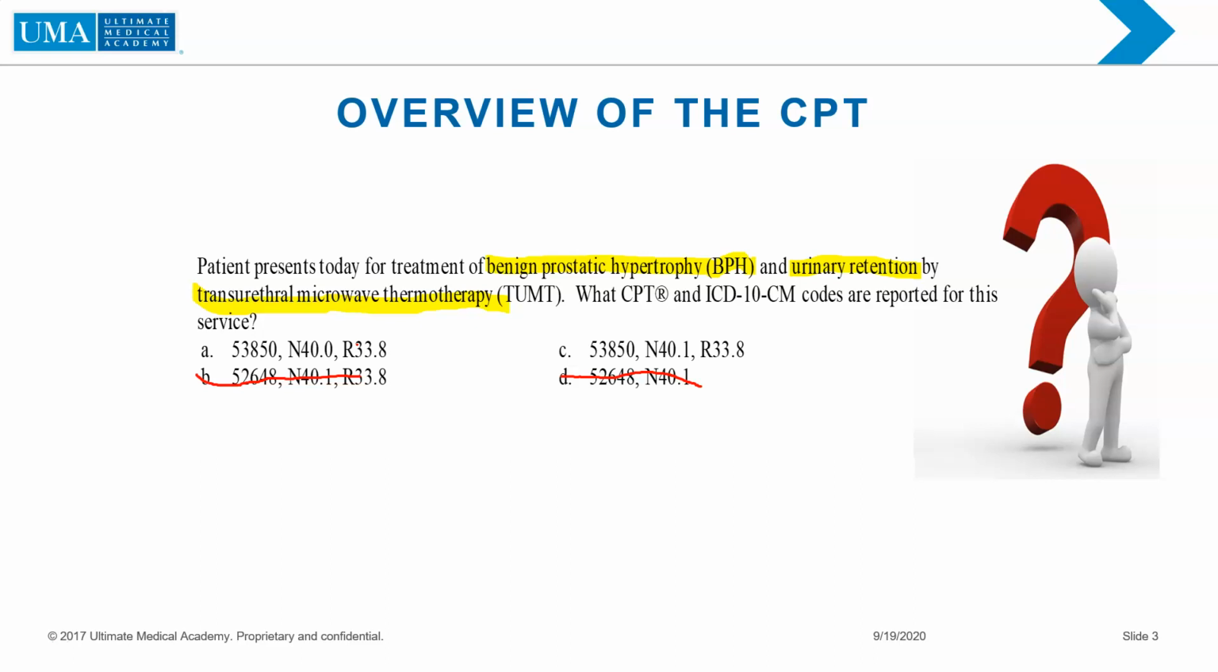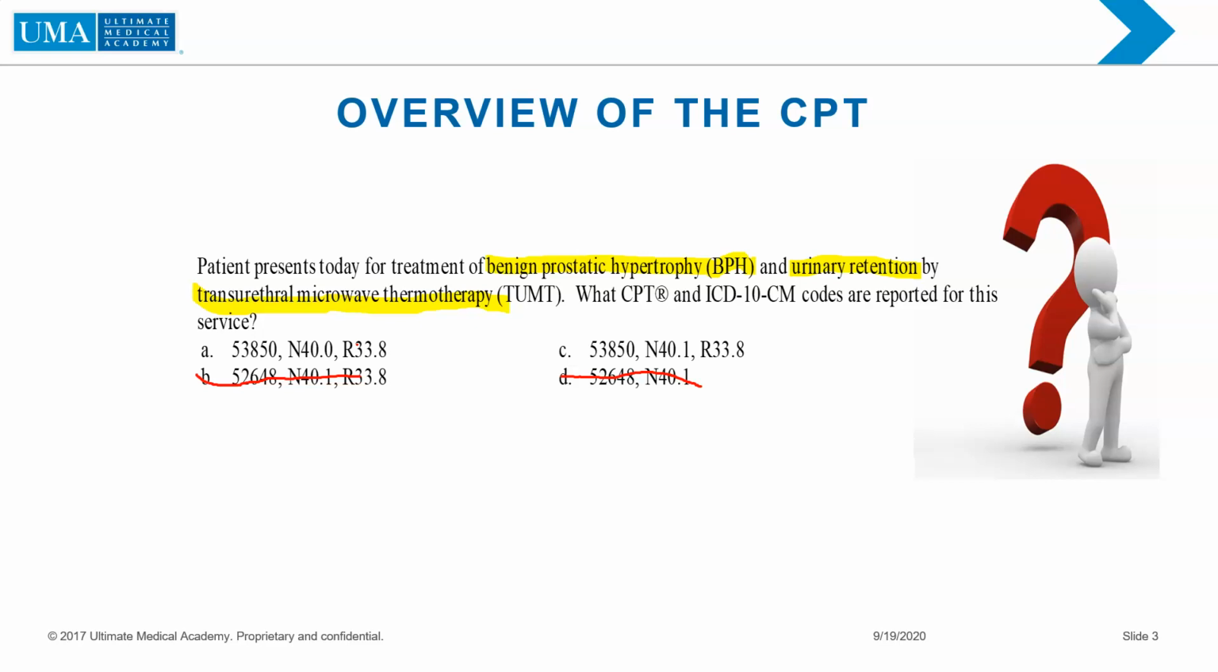However, if we look at ICD-10, I see that there's N40.0 and then there's N40.1. We don't have to look up the R33, that's your urinary retention, because it's already there on both. But we need to know what the difference is between N40.1 and N40.0. So let's turn to that. N40.1. Give you some time. And remember, if you need to try and find the code, you can always pause the presentation and then come back.